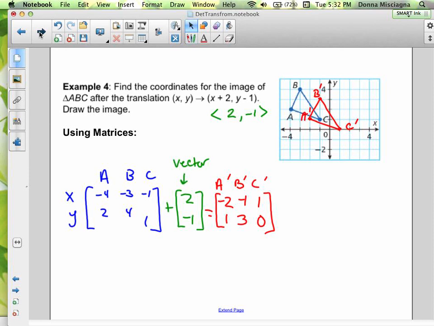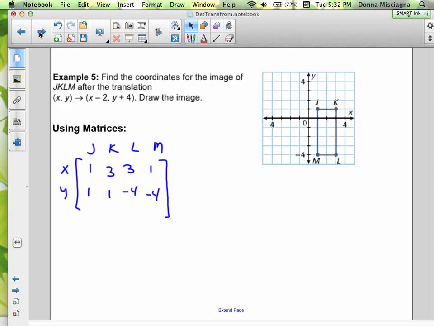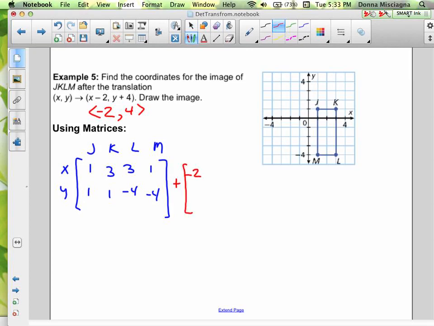I don't think I have too many more examples. There aren't too many ways I can do the same thing. Here we have a rectangle. We want to find the coordinates of the image, J, K, L, M, after the translation, and then we'll draw the image. And we're going to use a matrix. I think I only had the 1 in your notes. If I'm wrong, you can always add it. So as a vector, (x, y) goes to (x - 2, y + 4) is going to be <-2, 4>. And that's what we're going to add to each of our x coordinates and each of our y coordinates, and then we'll have our points for our image.